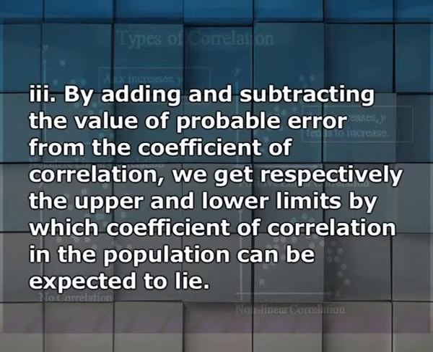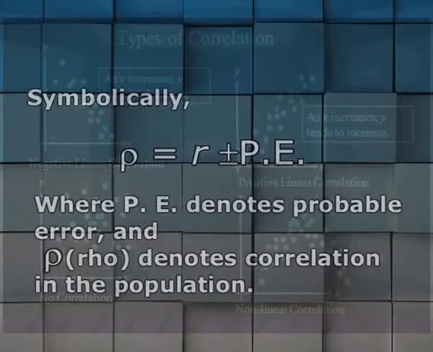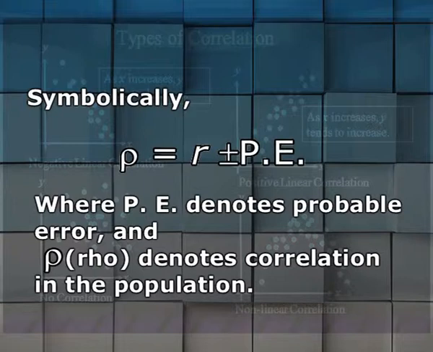Third one, by adding and subtracting the value of probable error from the coefficient of correlation, we get respectively the upper and the lower limits within which the coefficient of correlation in the population can be expected to lie. Symbolically, rho is equal to small r plus or minus PE, where PE denotes the probable error and rho denotes the correlation in the population.